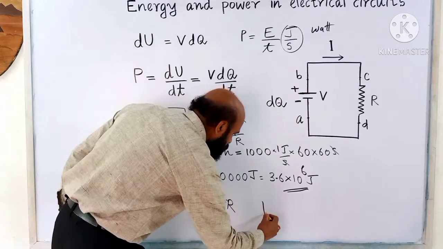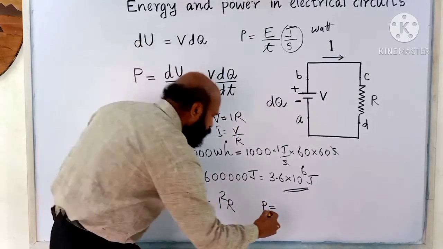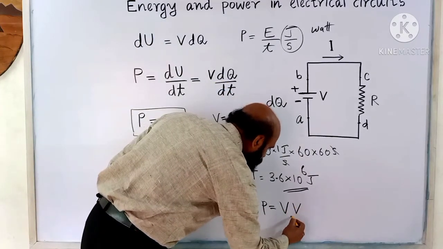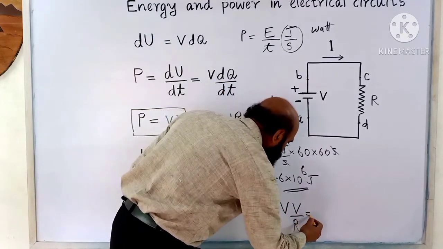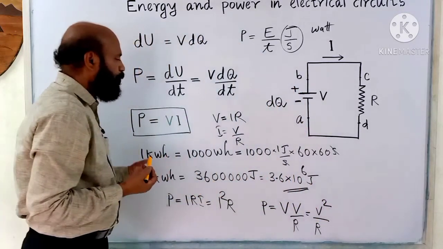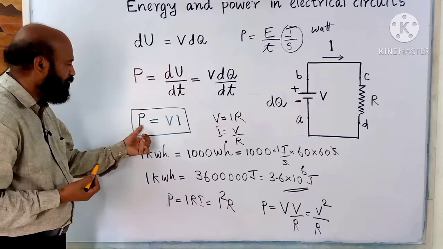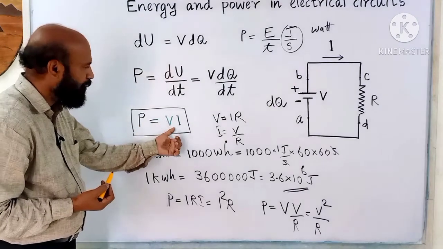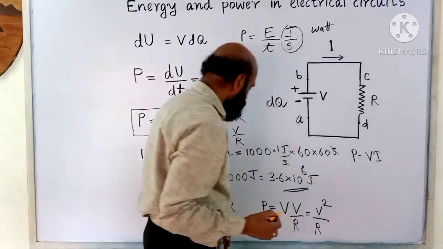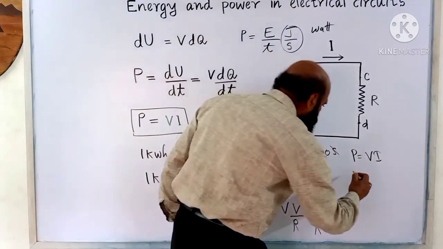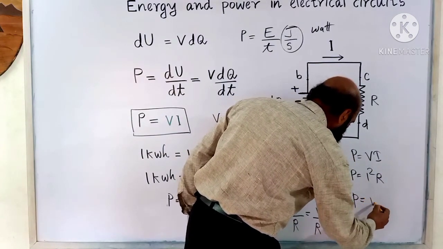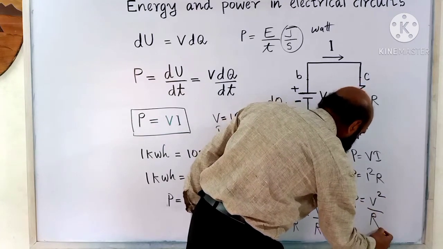So another expression, power is equal to V into I. For I we can write V by R. So P is equal to V square by R. So now you can see the three relations for power: P is equal to VI, or P is equal to I square R, or P is equal to V square by R.